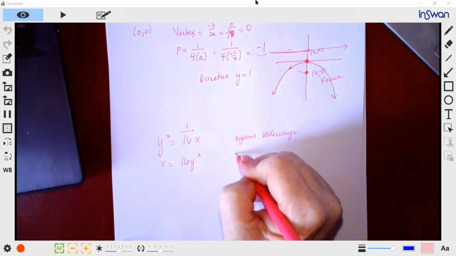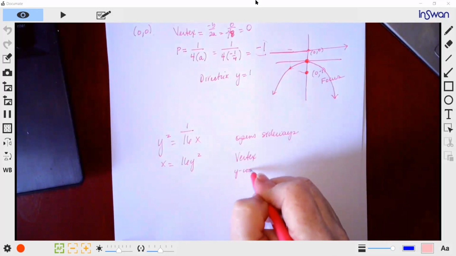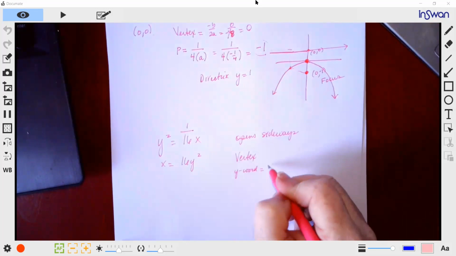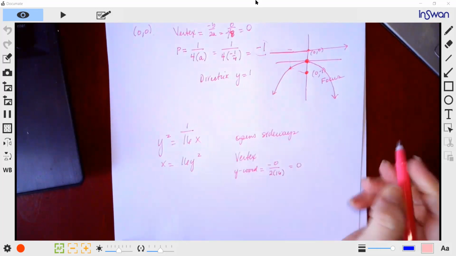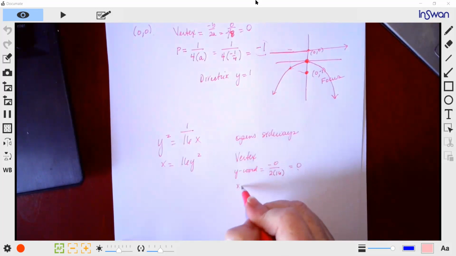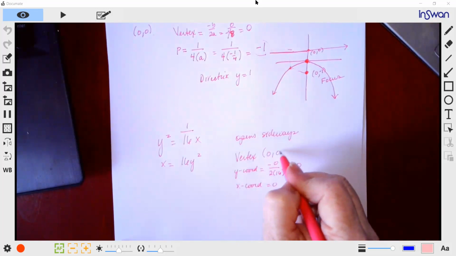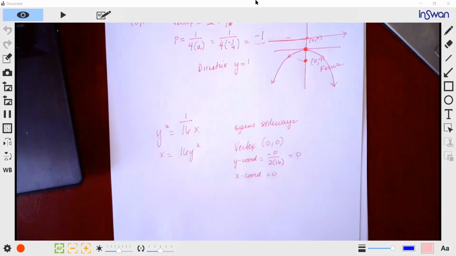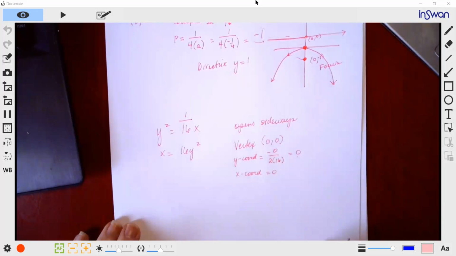My vertex, the y coordinate of the vertex would be negative b over 2a, which is still 0. Plug that back into the original, you're going to get the x coordinate is also 0. Okay. But remember, you could always take the derivative and set it equal to 0 to find whichever coordinate is the independent variable.